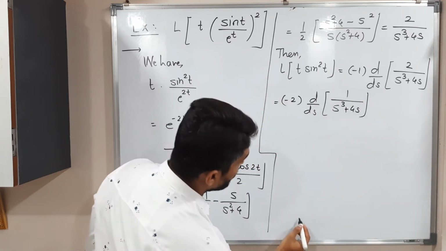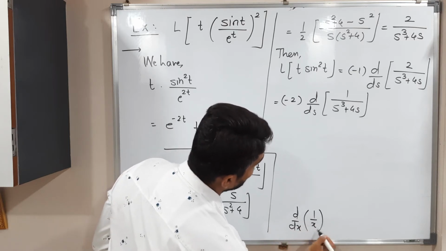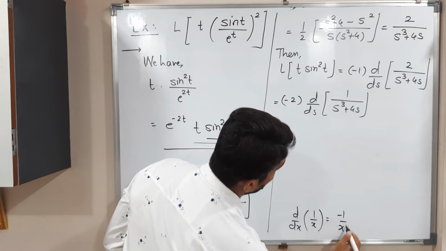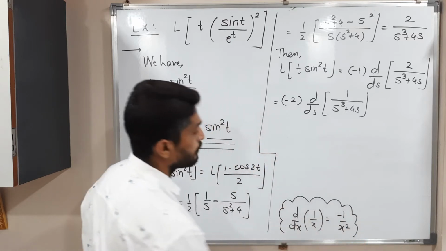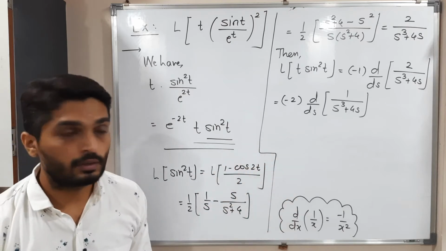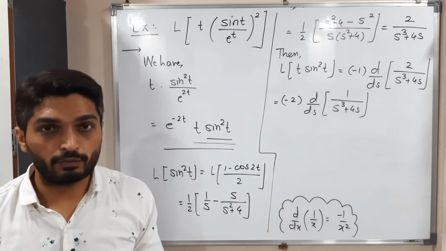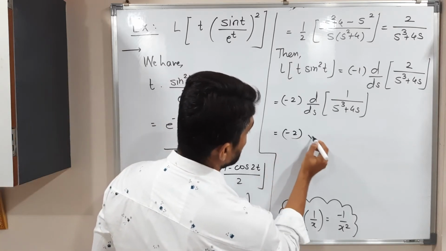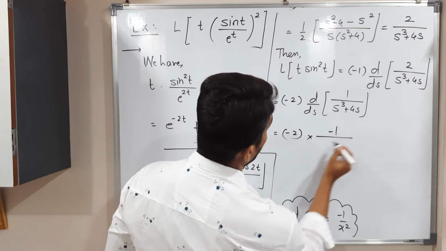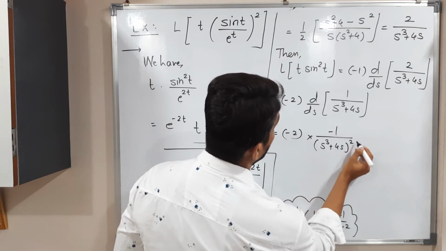So I have already told you we have a very simple and nice formula for the derivative of 1 by x, which is minus 1 upon x square. Okay, many times we have already used this formula. So the same formula I'm going to use in this example also. So 1 by x, 1 upon s cube plus 4s, whatever we have. Okay, I'm going to use the formula. Minus 2. The formula says it is minus 1 upon the square of the denominator. Okay, same thing I have done.